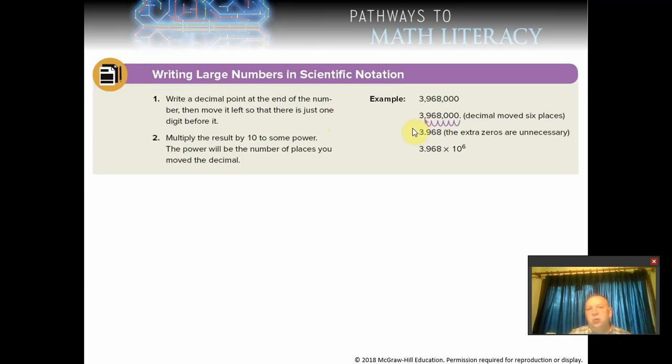So let's do some skill work of actually converting numbers to scientific notation. So I've got this number. I write a decimal point at the end of the number, which is where the decimal point naturally is. We just don't write it. And then I'm going to count it over. So here's the little marks: 1, 2, 3, 4, 5, 6. So that's the 10 to the 6, for the zeros, and then that's my base right there. Okay.